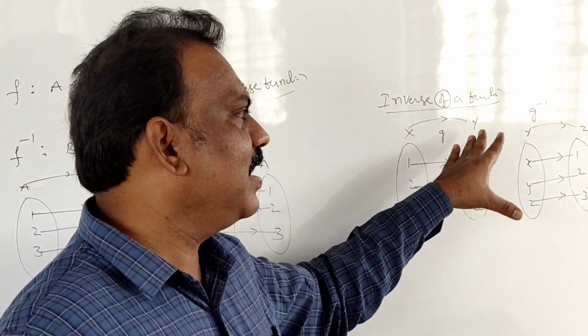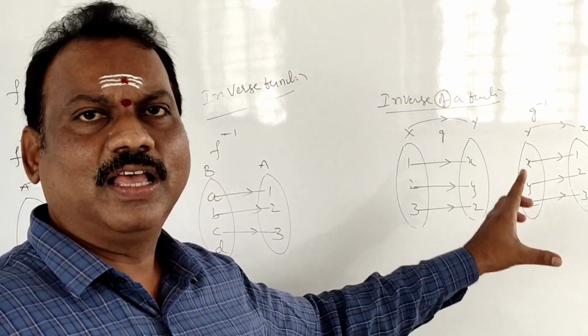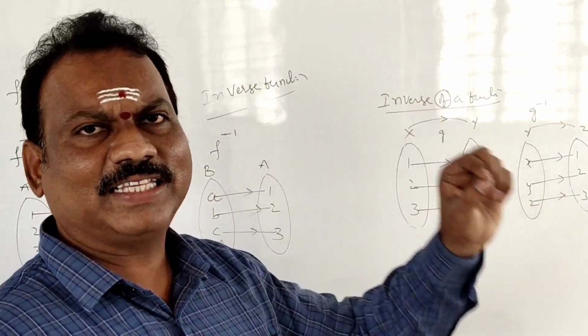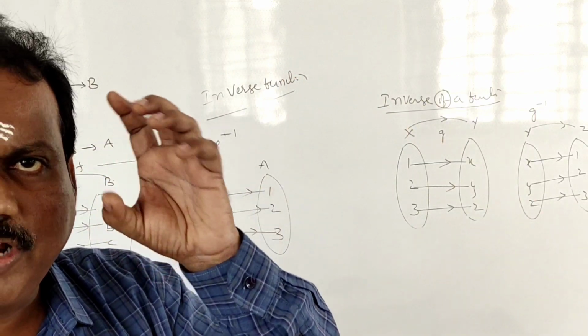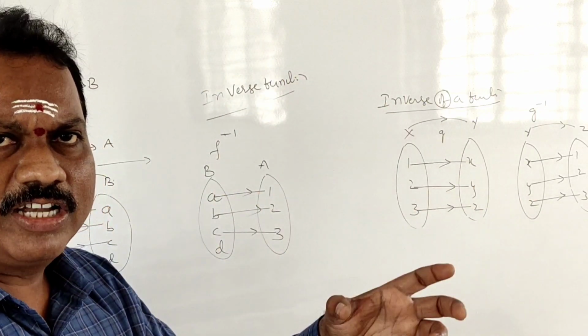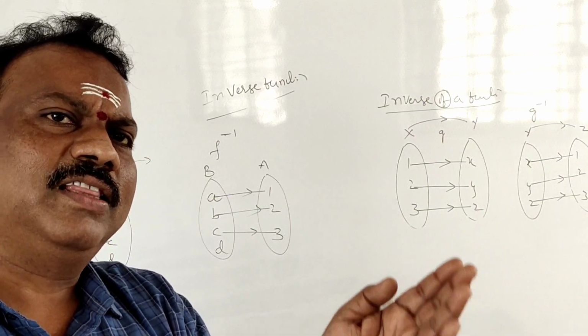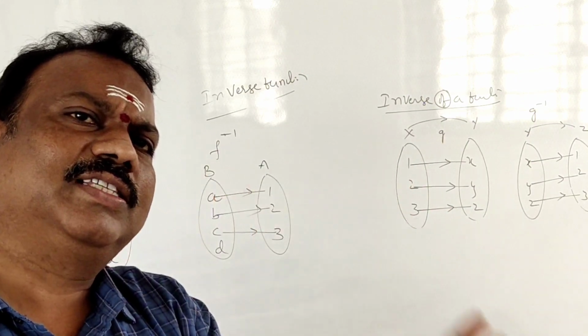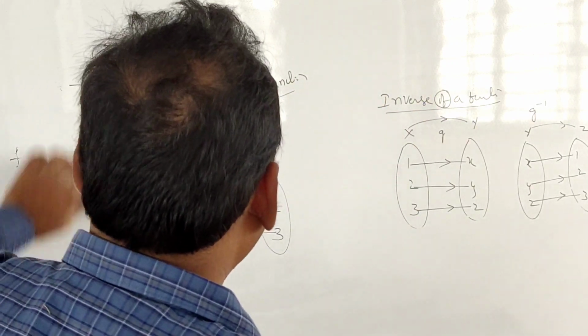G from x to y, G inverse from y to z, both exist as functions. Then only we will call G an inverse function. Clear, students? You have to always remember this in your mind. Invertible means one function from A to B is a function, and its inverse from B to A is also acting as a function, then it is called an invertible function.